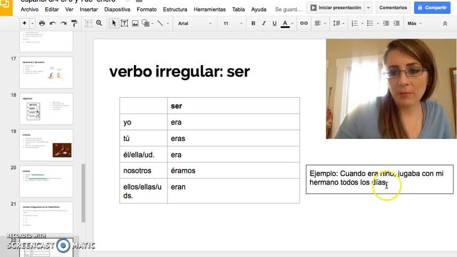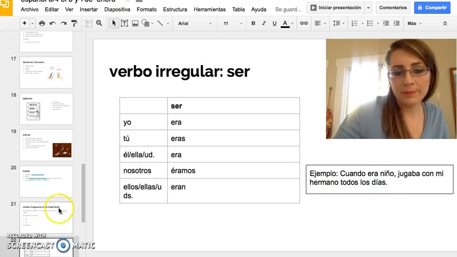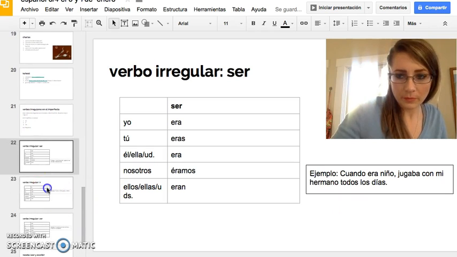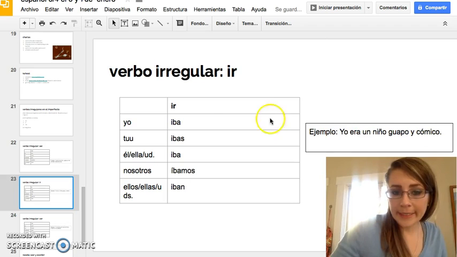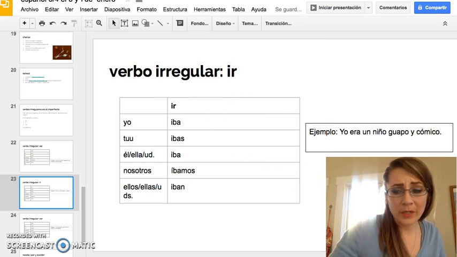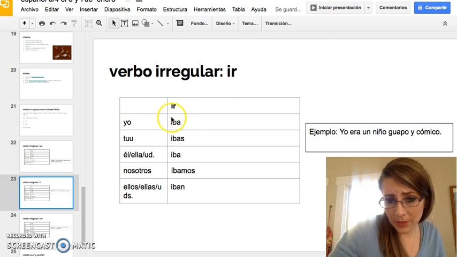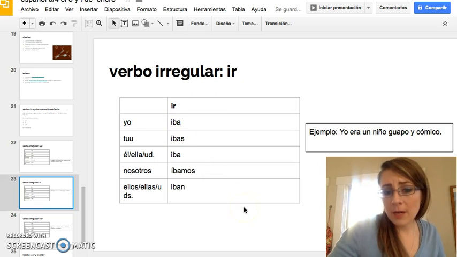So you want to start thinking about these things también. Tus propios ejemplos. Okay, siguiente. El verbo irregular ir. Ir, also super weird. At least there's an I though. There's an I right here. So you have iba, ibas, iba, ibamos, iban.